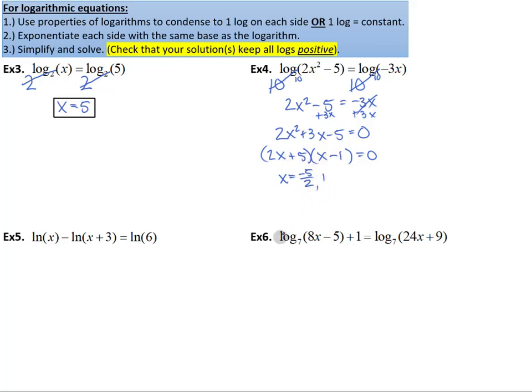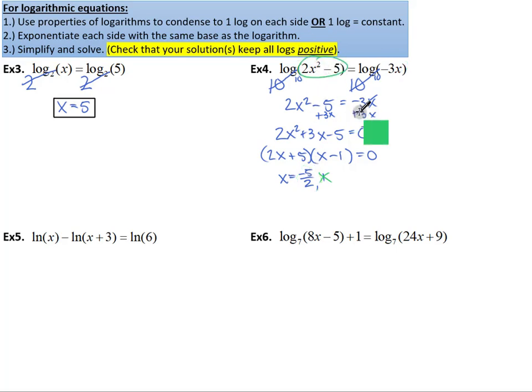So we have 2 possible solutions that I would need to check. And I like to look at the simplest one first, because if it makes the simplest looking expression negative or 0, we can throw it out. So for instance, let's even try the simplest number. If I plugged 1 in here, negative 3 times 1 is negative 3. And my logarithms cannot be negative. We've got to throw out 1. Well, imagine if I plugged negative 5 halves in the same expression. A negative times a negative is positive, so I'm okay with that one.